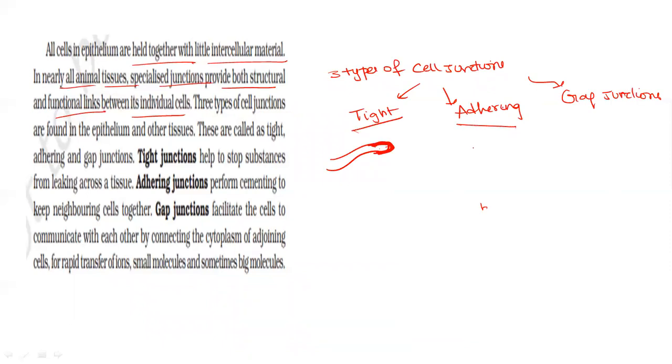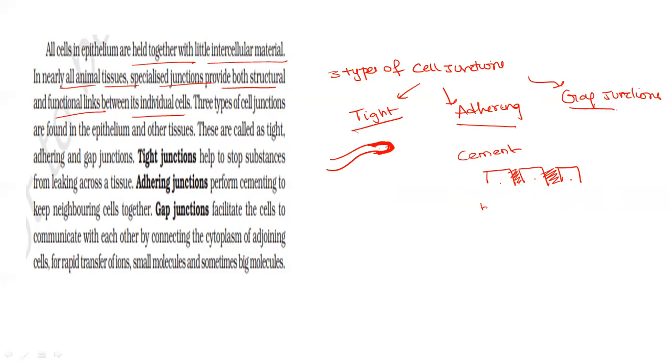Whereas adhering is nothing but attachment. It is mainly like a cement. So adhering junctions perform cementing to keep the neighboring cells together. Think these are bricks. Why do you use the cement? So that they both stick to each other. Adhering junctions perform the same function. They make sure that the neighboring cells are stuck together.